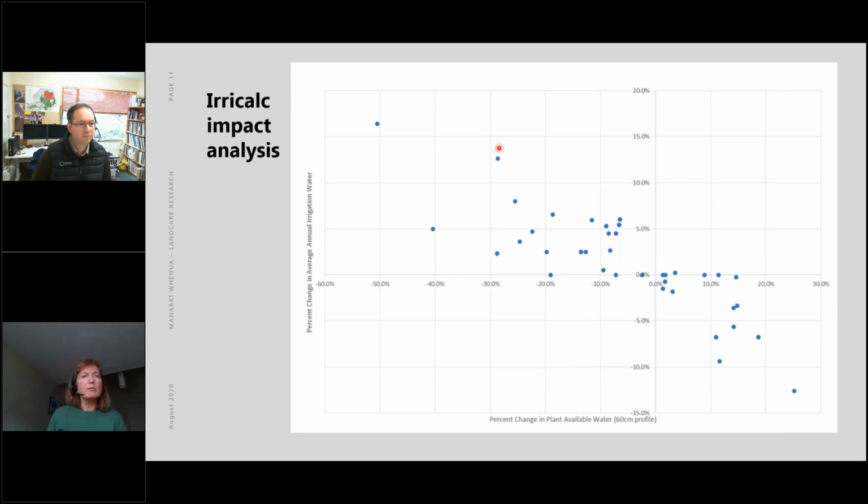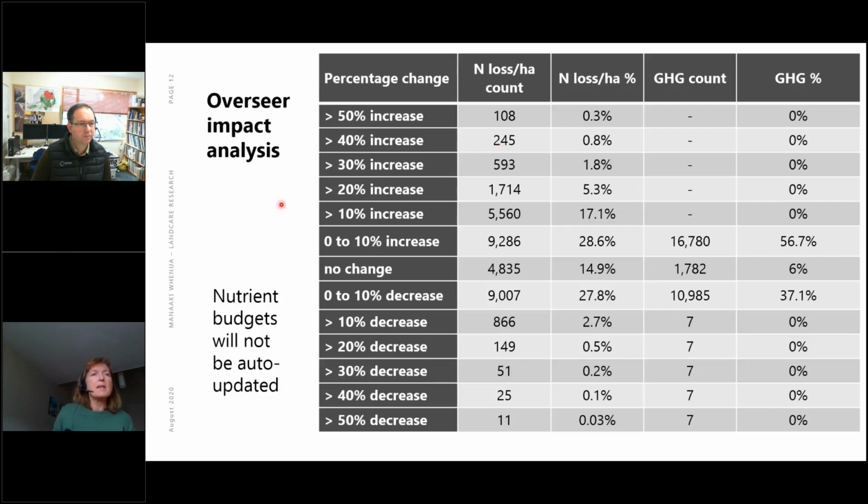A wee bit of a different story for the Overseer results, where there's a bit more change. Now what they did was they took 32,000 farm analyses from across New Zealand and ran them through Overseer, looking at the before and after the change in terms of the nutrient losses. The vast majority of farms, so 71%, so this is the less than 10% change, plus or minus, 71% sit in there.